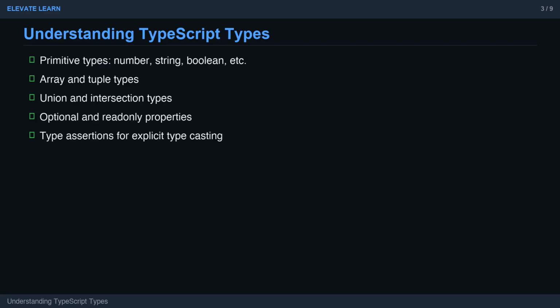First up, primitive types like number, string, and boolean. These are your basic data types. Next, arrays and tuples. Think of an array as a list where every item is of the same type, while a tuple lets you mix different types in one.